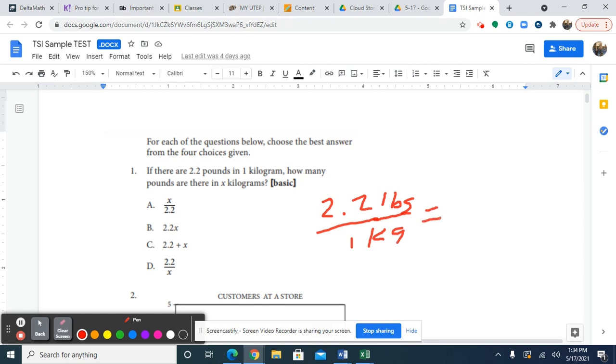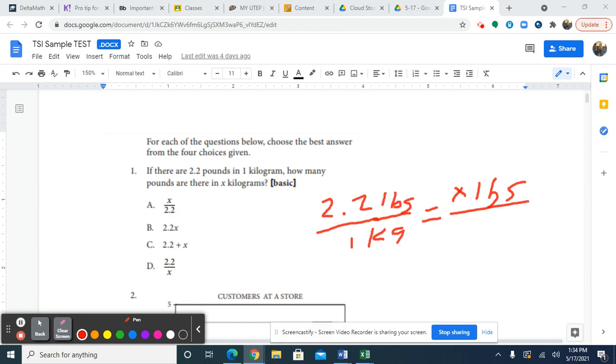That should be the same as saying x amount of pounds in, or maybe we can change that to say y. So y amount of pounds over x amount of kilograms.